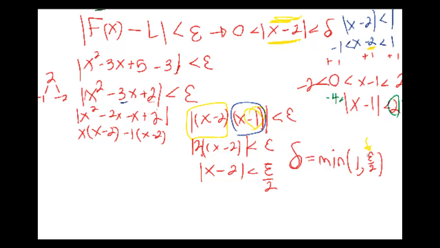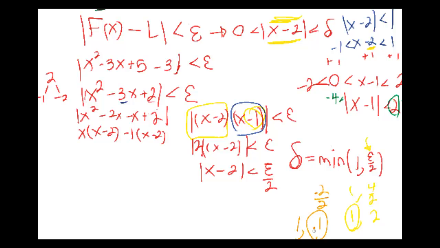So for instance, if epsilon was 4, then 4 over 2 is 2, and the minimum between 1 and 2 is 1. If the epsilon was 0.2, well, we would have a 0.1 here, and the minimum of the two values would be the 0.1. That's how the min function works.